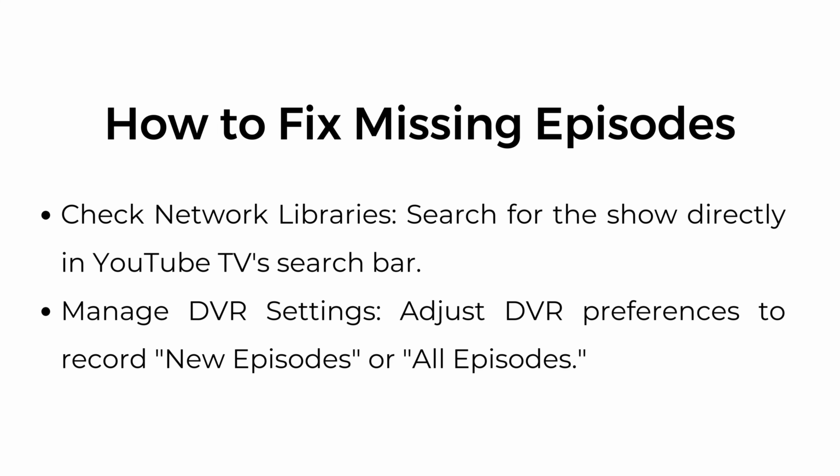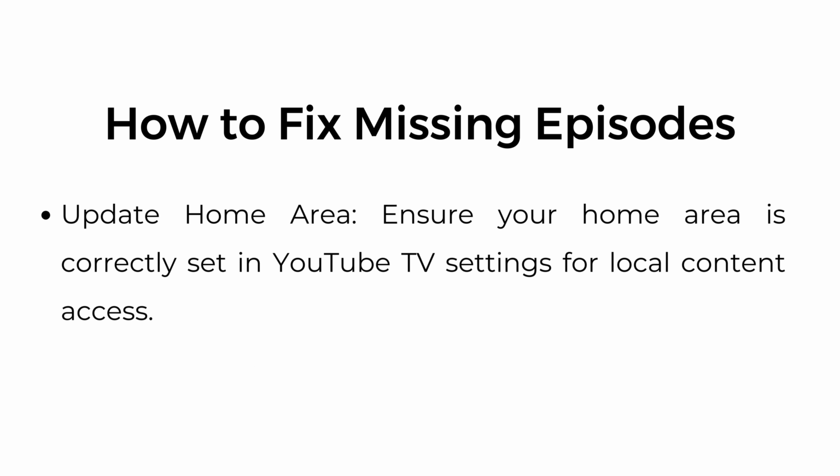How to fix missing episodes. Check network libraries. Search for the show directly in the YouTube TV search bar. Manage DVR settings. Adjust DVR preferences to record new episodes or all episodes. Update home area. Ensure your home area is correctly set in YouTube TV settings for local content access.